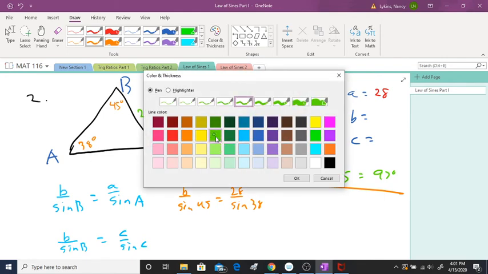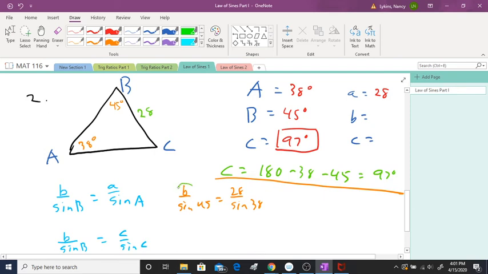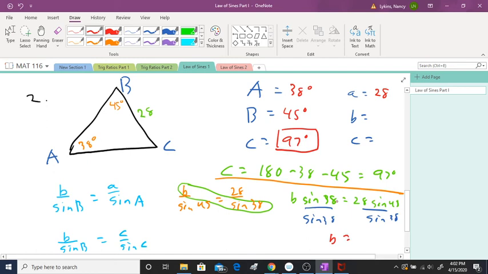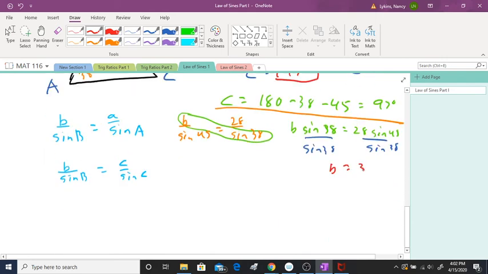This is where you cross multiply. And then I'm going to divide by sine of 38. So in this case, I've got little b is 32.2. Now, if you're looking for significant digits, you can make that a 32. I'm just using a decimal, so 32.2.